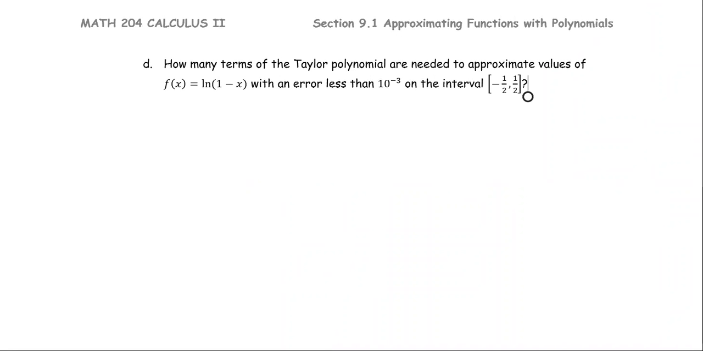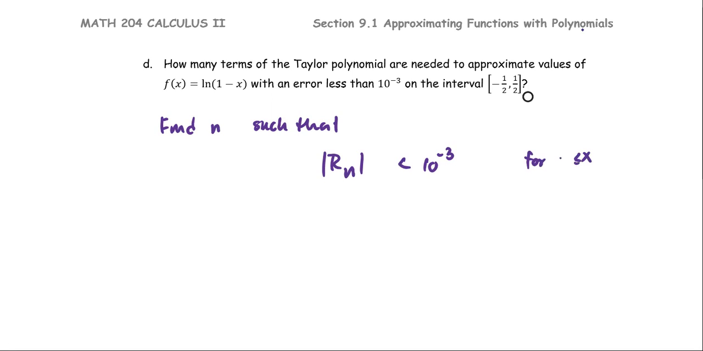Patty, how many terms of the Taylor polynomial are needed to approximate values of the function f of x equals natural log of 1 minus x with an error less than 10 to the negative third on the interval negative 1 half and 1 half? So we are going to find n such that the absolute value of the Rn is less than 10 to the negative third for x between negative 1 half and 1 half.